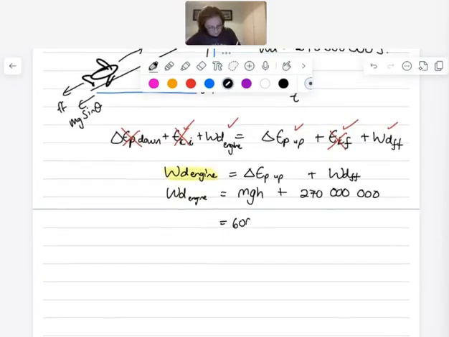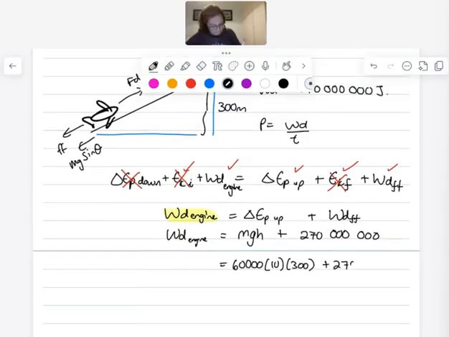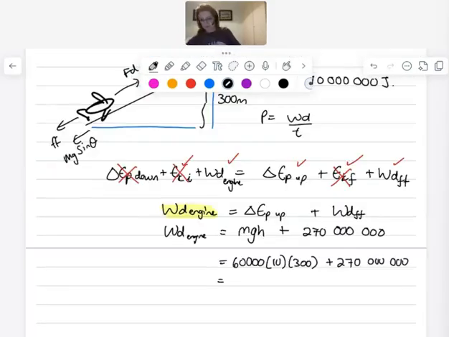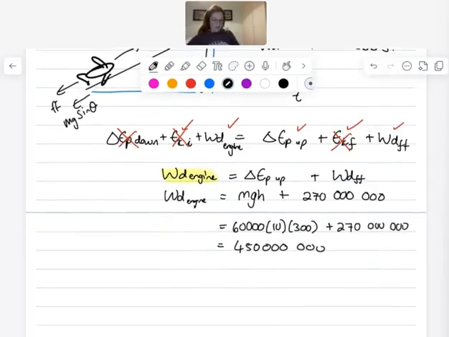Okay, so 60,000, 10, and my height is just, it's going up by 300 meters. And let's see what this gives us. So 60,000 times 10 times 300 plus 270,000,000. Okay, this is giving me 450. There are so many zeros here. 1, 2, 3, 4, 5, 6, 7. Okay, that's the work done.